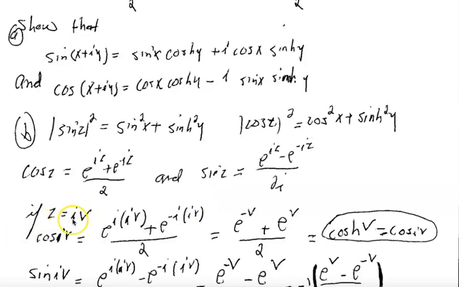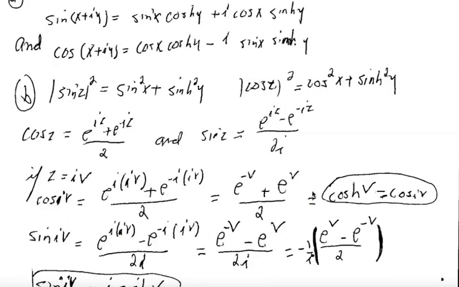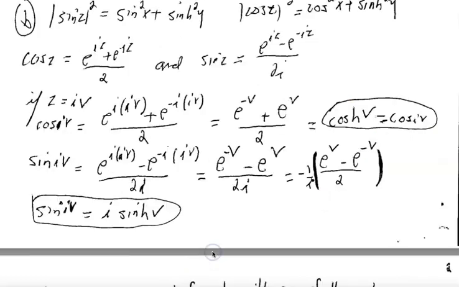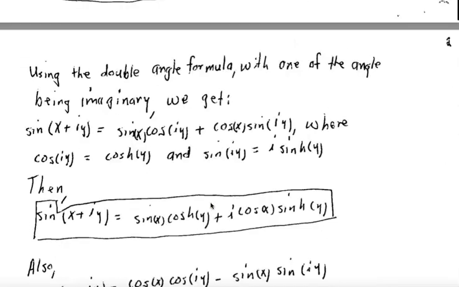So I'm going to substitute now for z i v, where v is any real variable. When I substitute here, I get these two nice expressions for the cosine of an imaginary quantity in terms of the cosh of a real quantity. And the same is true here. I get the sine of an imaginary quantity is equal to i times the hyperbolic sine of that real quantity. So having gotten those now, I can come back and get on with the task at hand.